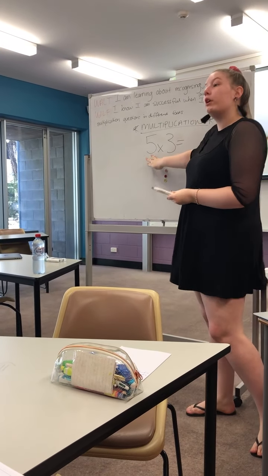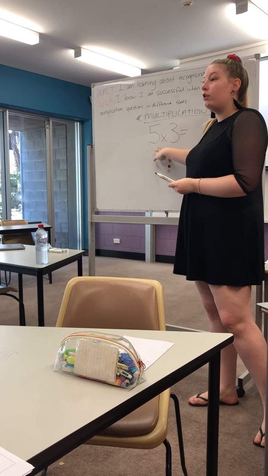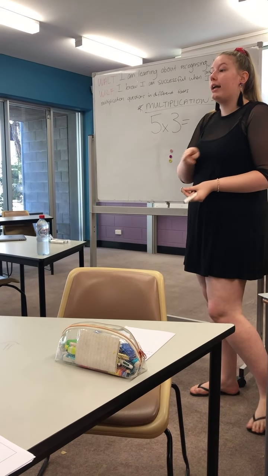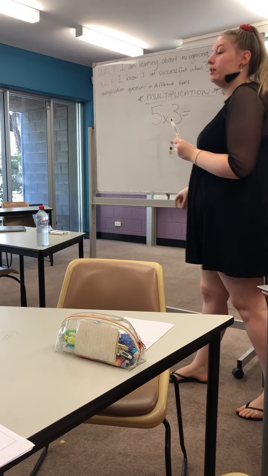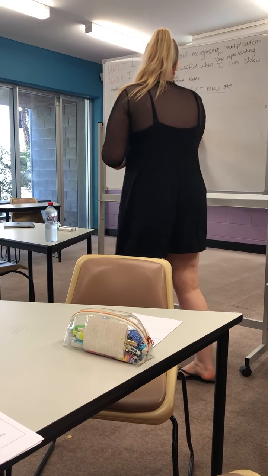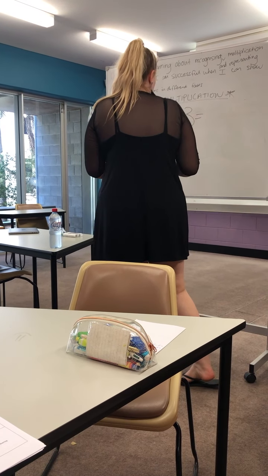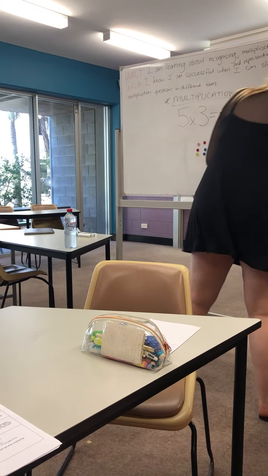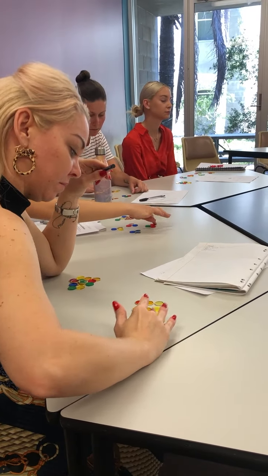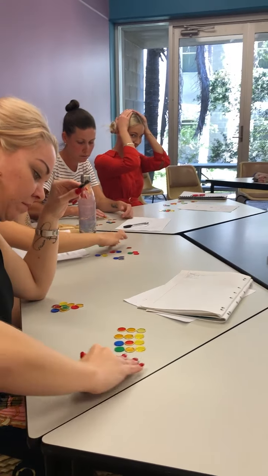Now, is that how we show 5 times 3? No, because we've only got one group of 3. So now let's create 5 groups of 3 with our counters. You can show them however you like. Just making sure we have 5 groups of 3. And hands on head so I can see when you are done.